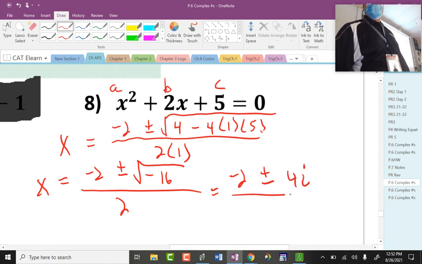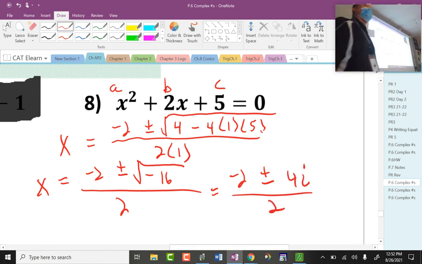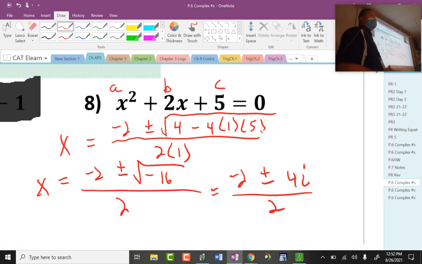We have an I number as a solution for a quadratic. So that's the only point of inserting that in. We could have used the quadratic formula before and got real numbers. Sometimes you get I numbers.